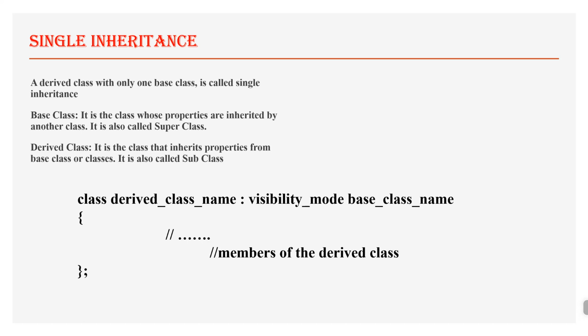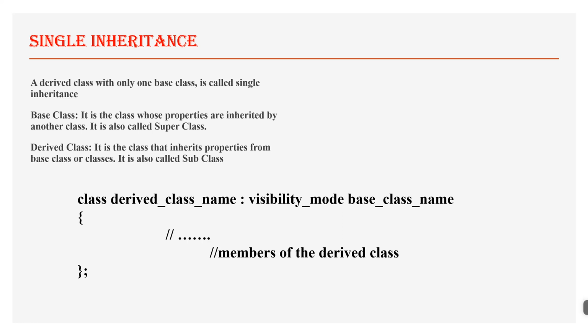So I've already mentioned what is a base class. It is a class whose properties are inherited by another class. So a base class is also called a superclass. And we have one more, which is called a derived class. So what is a derived class? It is a class which is inheriting some of the properties from the base class or base classes.